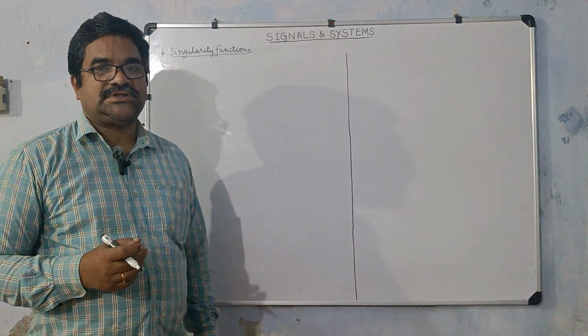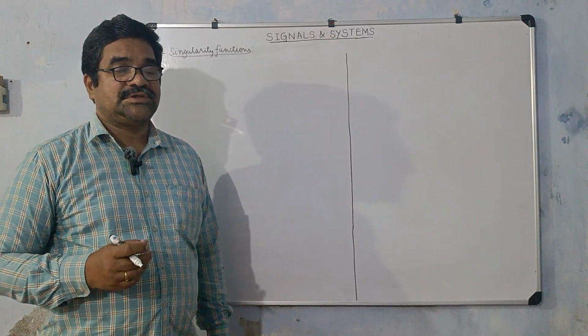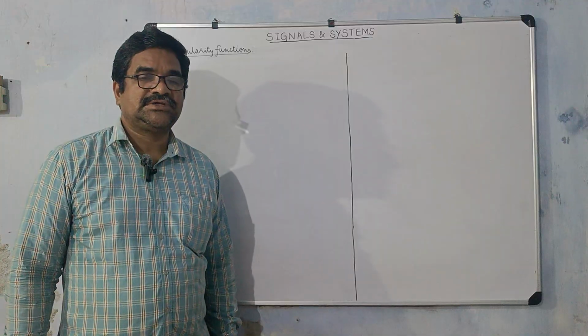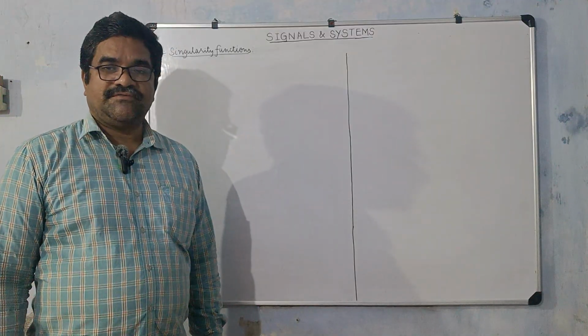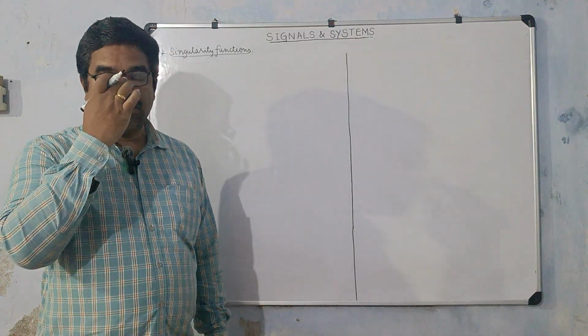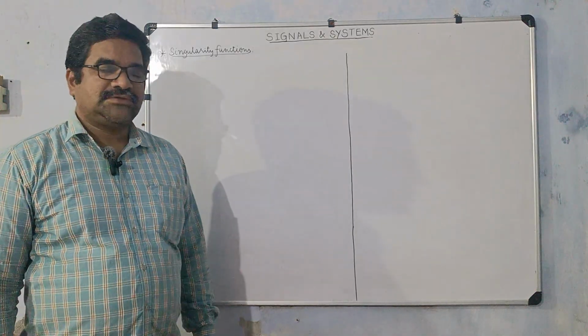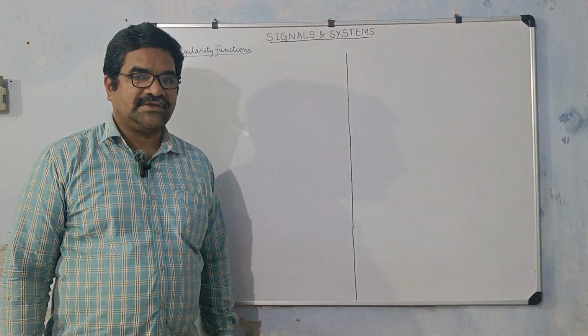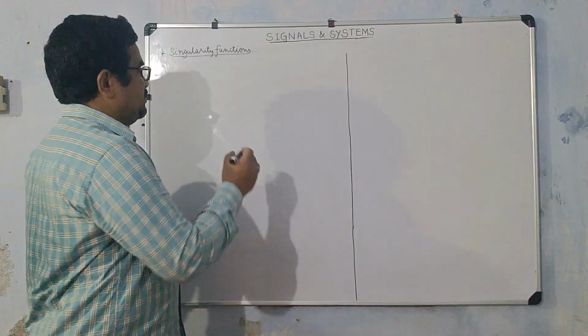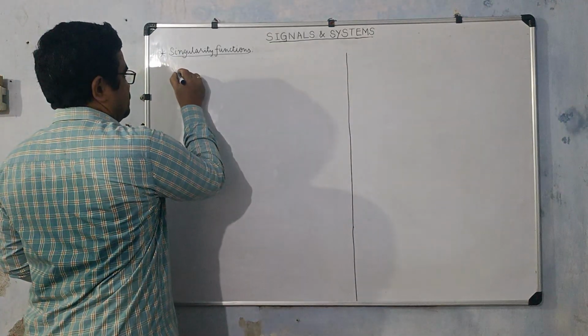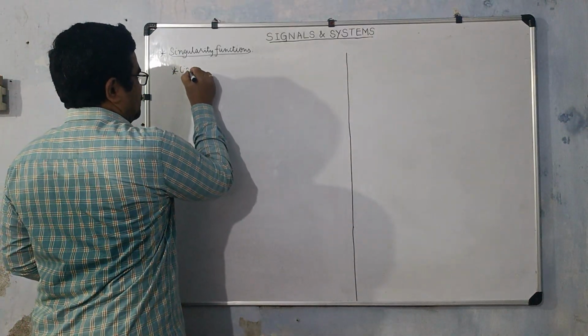So, in the previous lecture, we have seen some of the singularity functions like unit step function, unit ramp function, unit impulse function, and impulse train. Next, we will see the remaining singularity functions. So, the next singularity function is unit rectangle function.